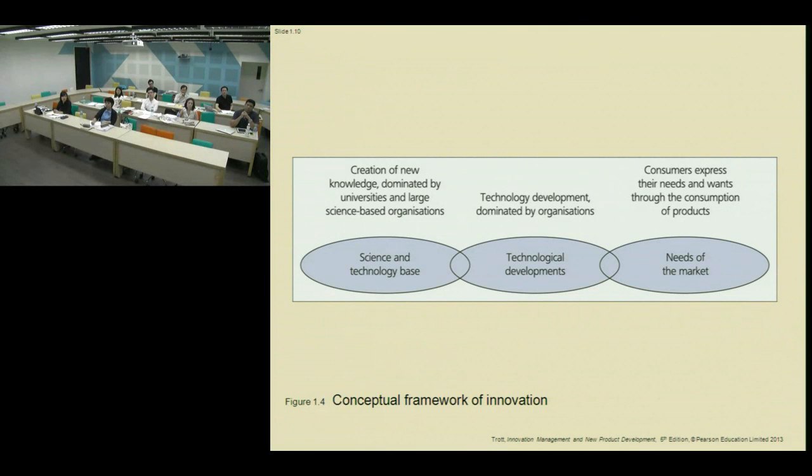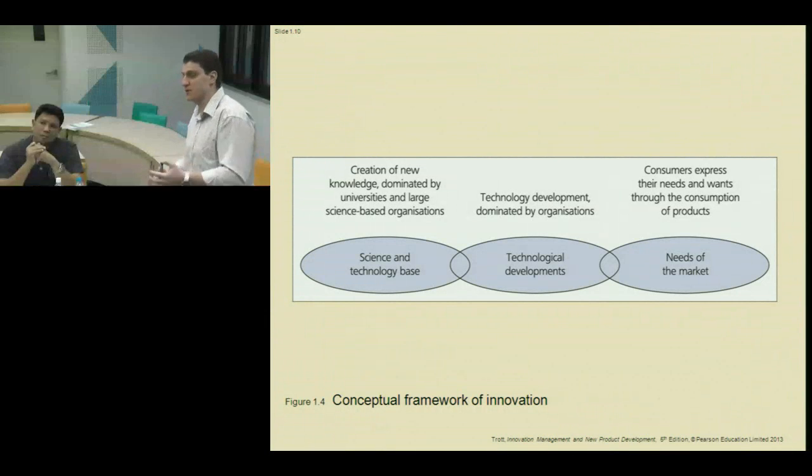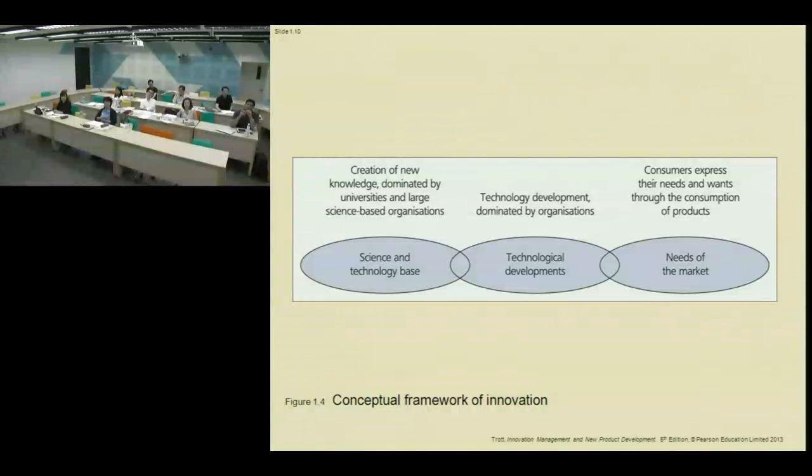That need might be internal, a new improved process, for example, that would make the organization more efficient, more productive. That is also a need. It's not only consumers' needs. So consumers express their needs and wants through the consumption of products, so needs of the market. That process that might be improved will also help the company to develop a cheaper, better quality product, for example.